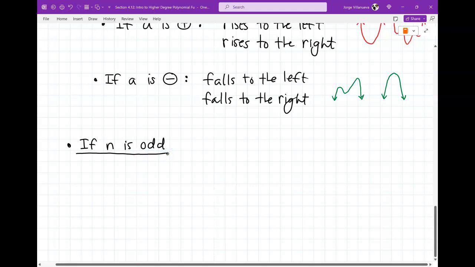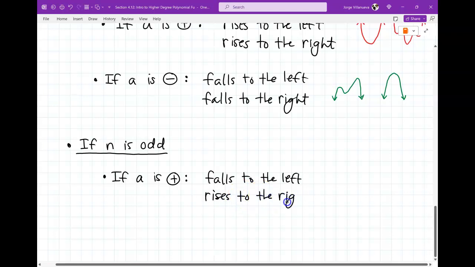So in other words, it's x to the first power, x to the third power, x to the fifth power, seventh power, ninth power, okay? If your highest degree is an odd power, and if A is positive, it falls to the left, rises to the right. This is what I told you guys.